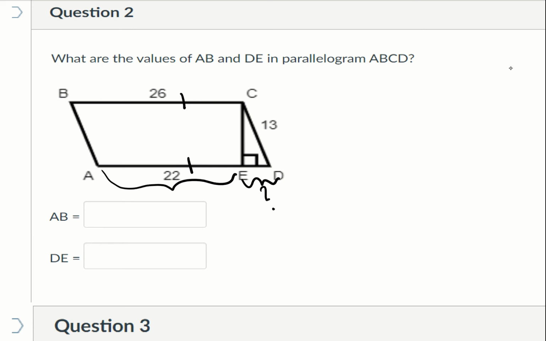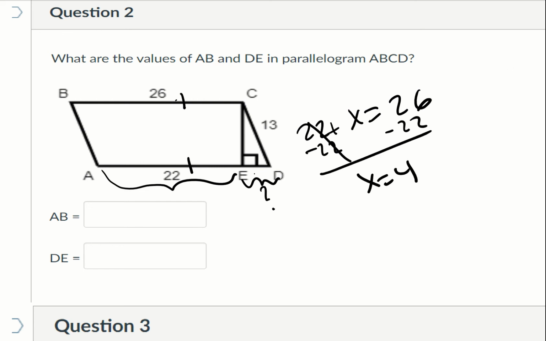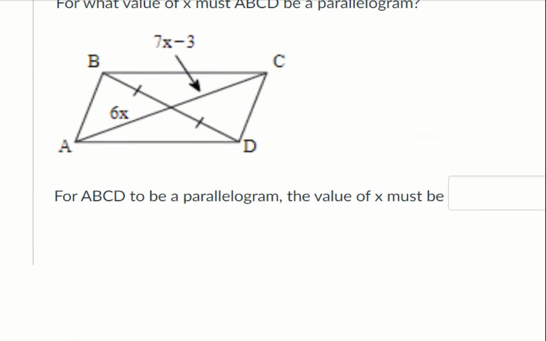Well, we know that the whole side has to be 26, right? So 22 plus whatever this question mark is, which we'll call x, is equal to 26. We know that those two parts have to add to 26, and therefore this has got to be 4. So we'll subtract 22, so x is 4. That means that this part is 4, and if we add those, we get a total of 26, which is exactly what we need. So ED is 4, and we also know that this is congruent to this, and that makes it a parallelogram. So if that's 13, this is 13, so AB is 13. All right, pretty straightforward, nothing too crazy.